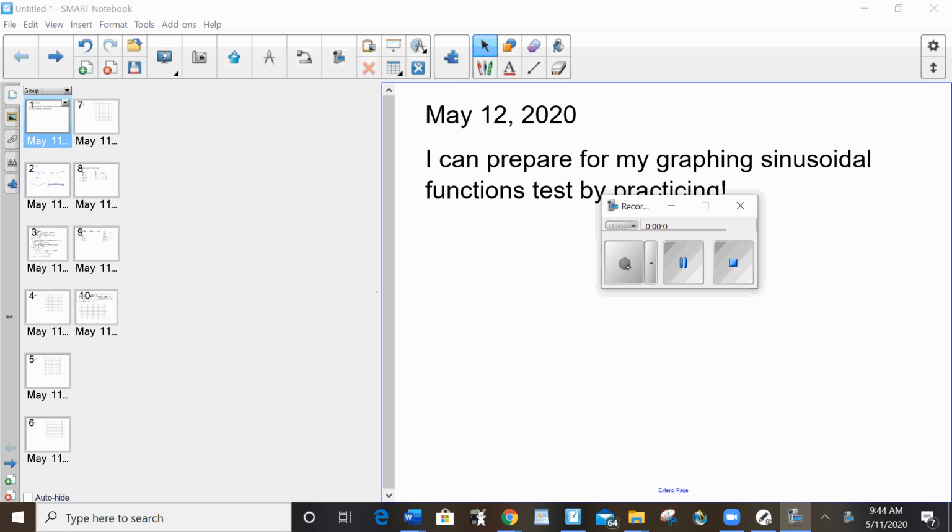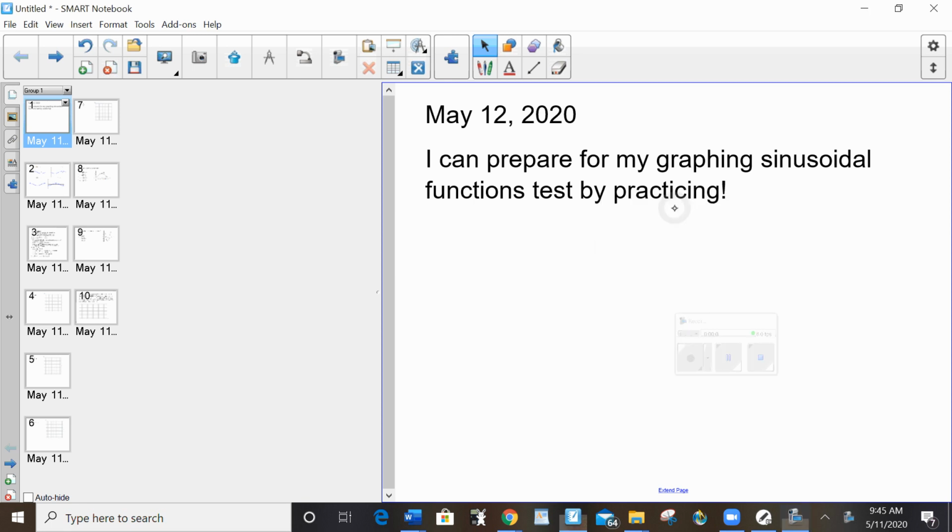Good morning. It is Tuesday, May 12th, and today we can prepare for our graphing sinusoidal functions test by practicing. There's really not too much to this unit. It's a lot of little things, but if you understand all those little things, then there's really not too much that we need to go over.